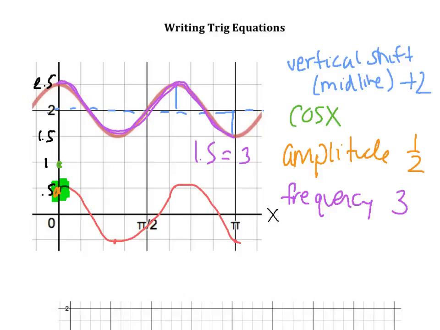So now I need to put this all together. My equation is going to be y equals the amplitude times cosine, and then my frequency is 3x, and then my midline is going to be plus 2.